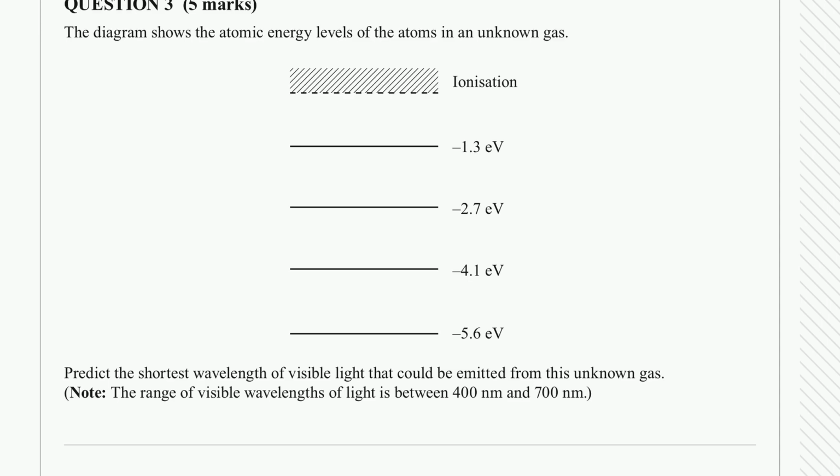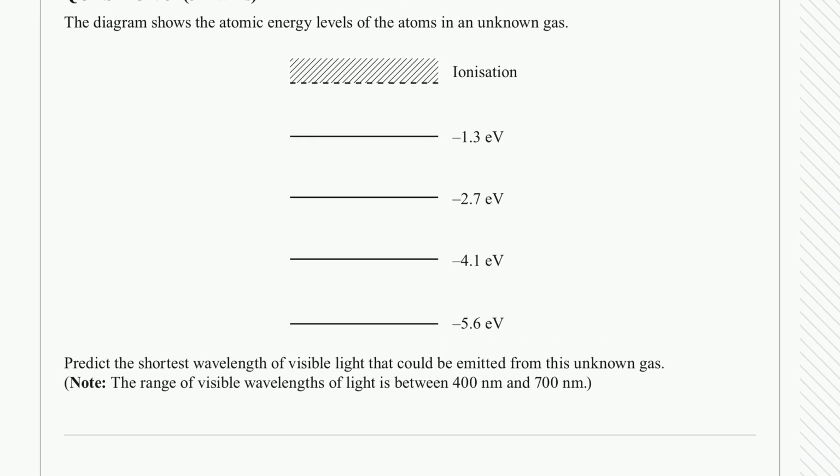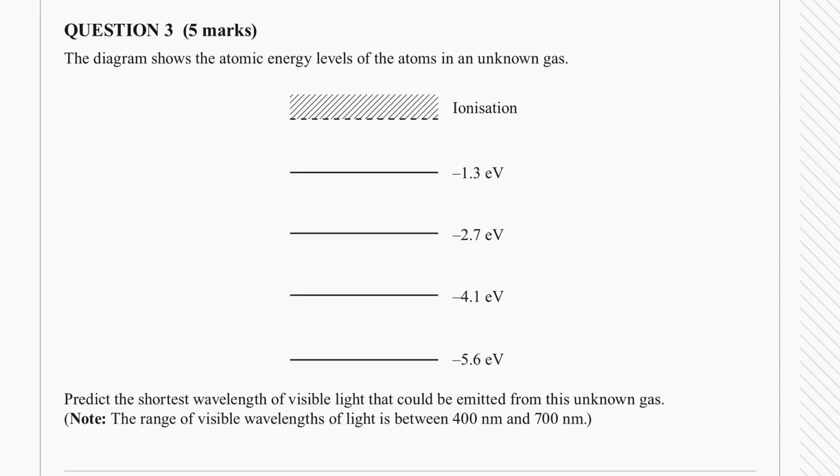and we can determine whether or not that is visible light, infrared radiation, or ultraviolet light. So continuing on the question: predict the shortest wavelength of visible light that could be emitted from the unknown gas. So let's review and see what we're being specifically asked. We want to know what energy level jump would produce a wavelength of light that is visible, but it has to be the shortest possible wavelength of light that is visible.